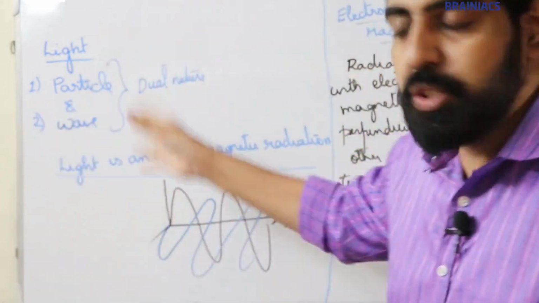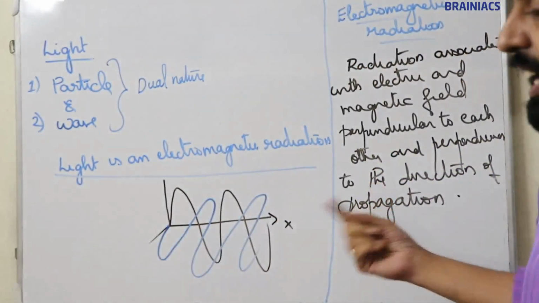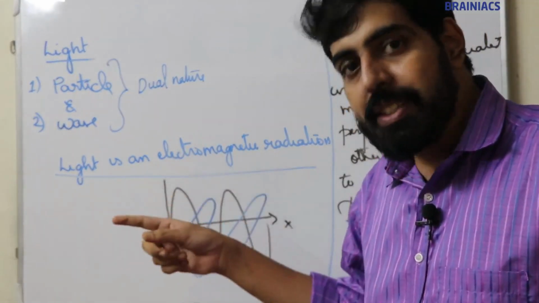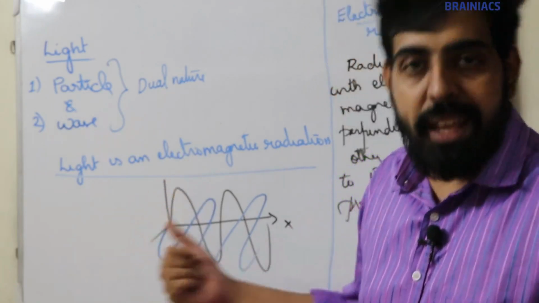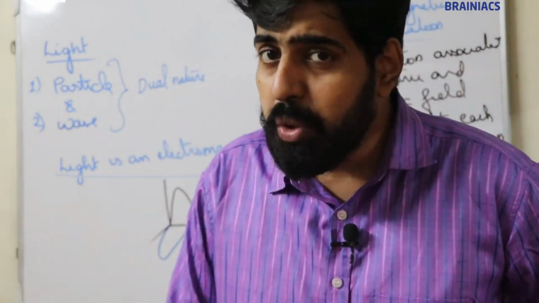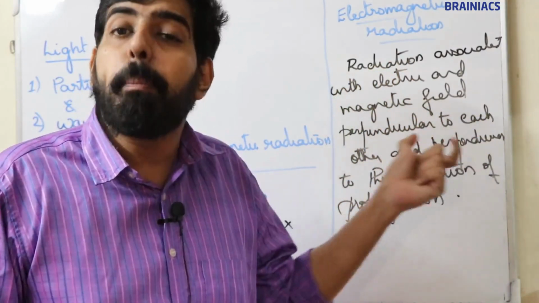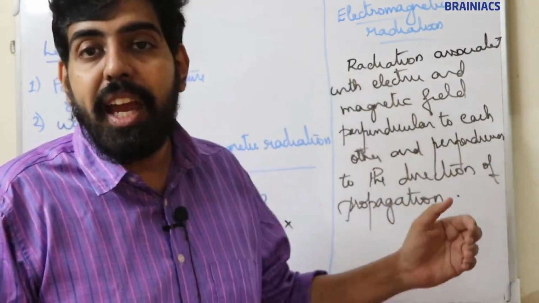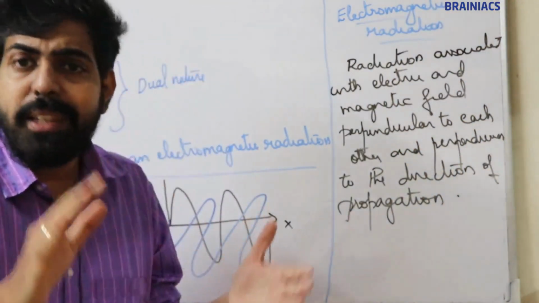Light radiation is an electromagnetic radiation because if light propagates in the x-axis, along the y and z-axes electric and magnetic fields will propagate along with the light. So we can say that light is an electromagnetic radiation. So what is electromagnetic radiation? Radiation associated with electric field and magnetic field perpendicular to each other, and perpendicular to the direction of propagation. I think it's clear.